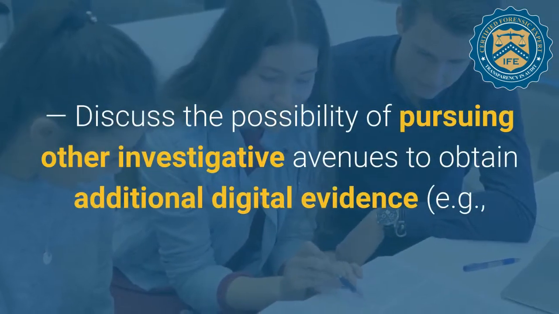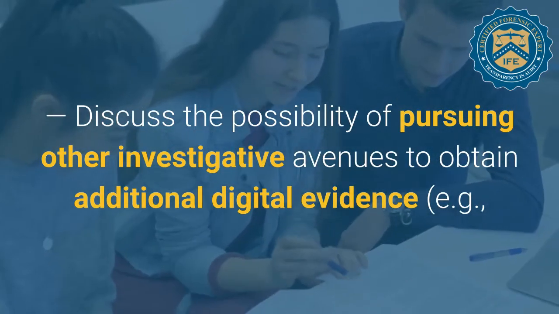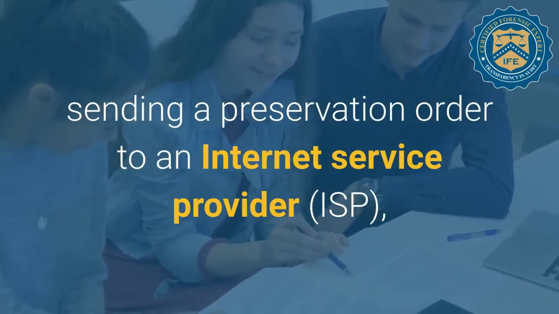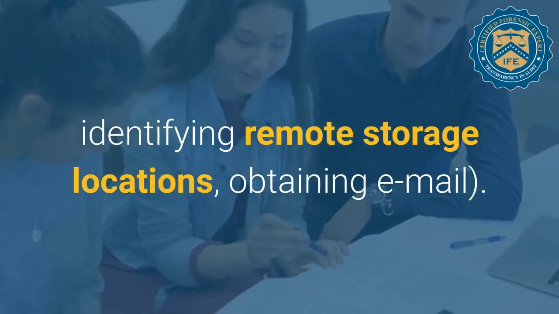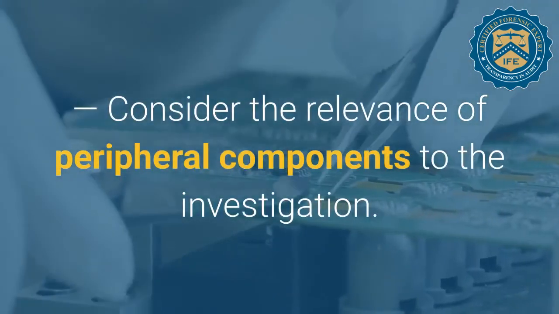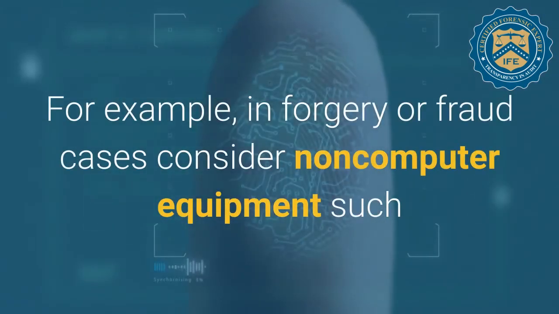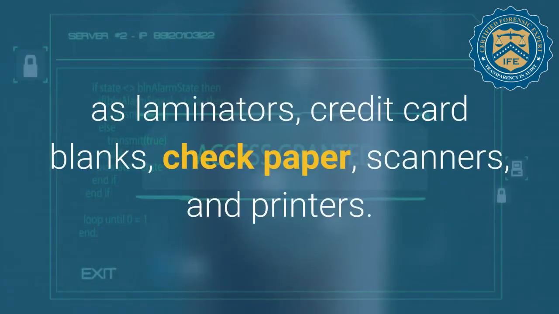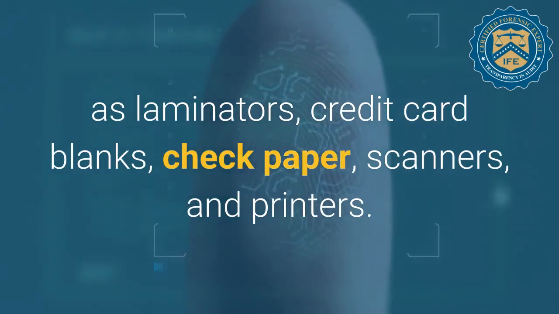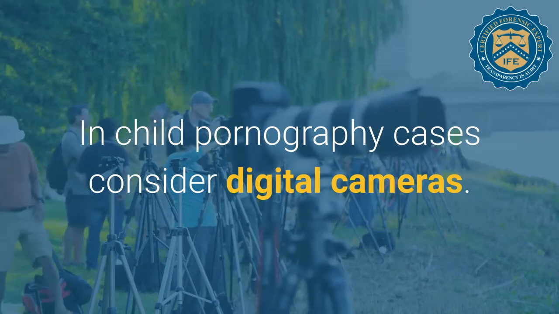Discuss the possibility of pursuing other investigative avenues to obtain additional digital evidence, e.g., sending a preservation order to an Internet Service Provider (ISP), identifying remote storage locations, obtaining email. Consider the relevance of peripheral components to the investigation. For example, in forgery or fraud cases, consider non-computer equipment such as laminators, credit card blanks, check paper, scanners, and printers. In child pornography cases, consider digital cameras.